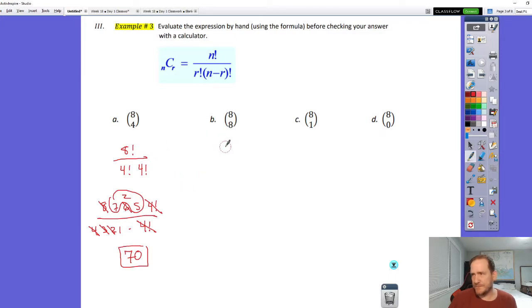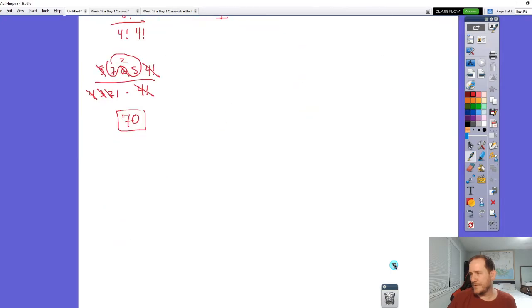All right, 8 choose 8. Not doing any math on that. I know it's 1. That's one of our rules, right? How many ways can you pick all 8 candy bars from a pile of 8 candy bars? Well, you just scoop them all up. You can only do it one way. All right, but 8 choose 1. How many ways can you do that? Well, there's 8 of them. So you can do it 8 ways. That's another rule. In 8 choose 0, how many ways can you not take any? Well, that's 1. 8 choose 0 is the same as 8 choose 8. So this wasn't a hell of a lot of practice. So let's just do one more for the sake of argument.